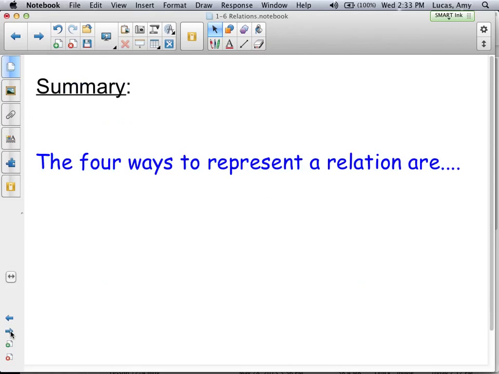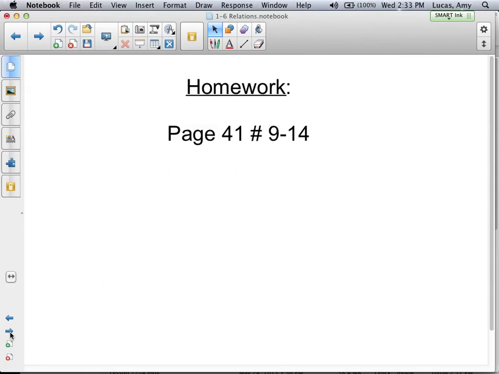Okay, you're ready to write your summary. The 4 ways to represent a relation are, please look back at your notes and write a complete sentence or 2 describing what the 4 ways are. And here's your homework assignment for day 1. It's not very many problems. Please make sure that you take your time and write out all 4 of the different ways that we describe our relations.